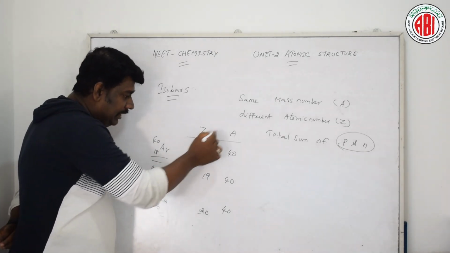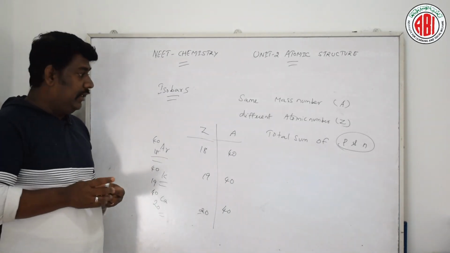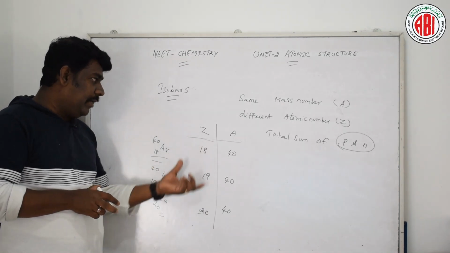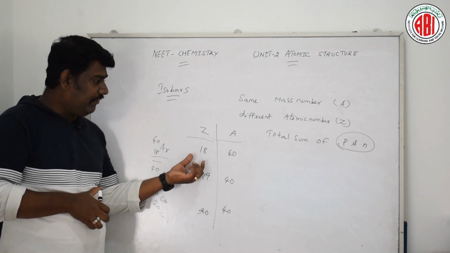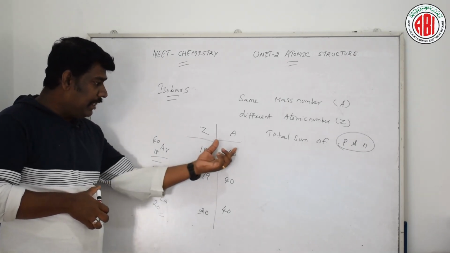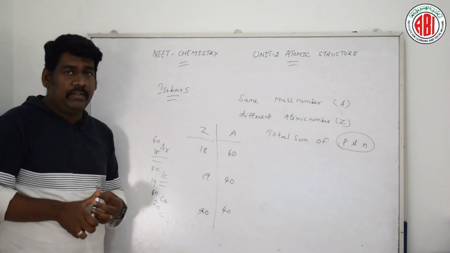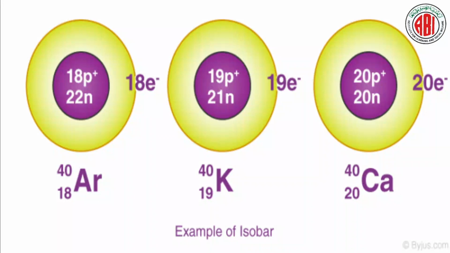So here you can see the difference between the atomic number and the mass number. The atomic number differs, but the mass number is similar in all these categories. So this is one of the examples of isobars.